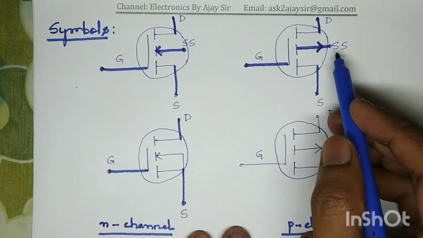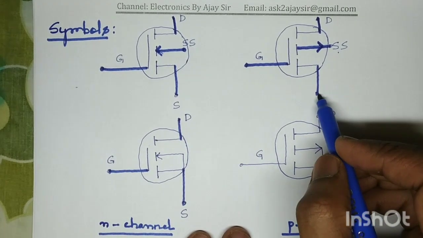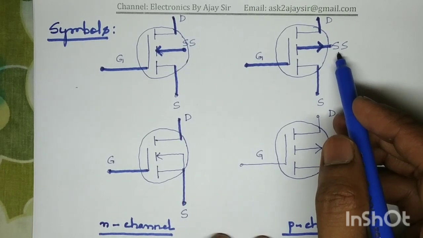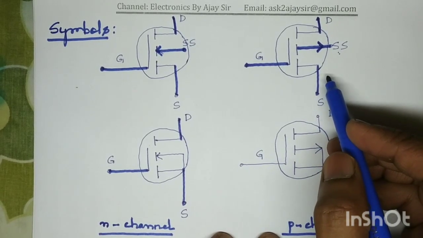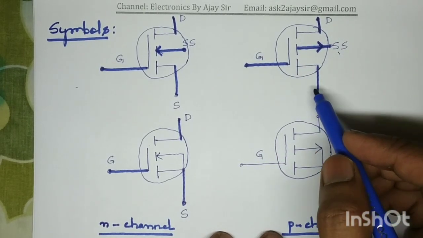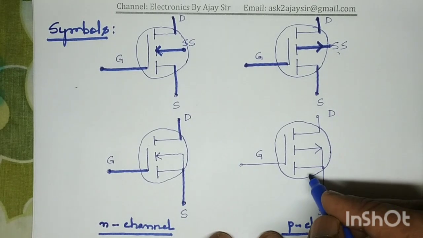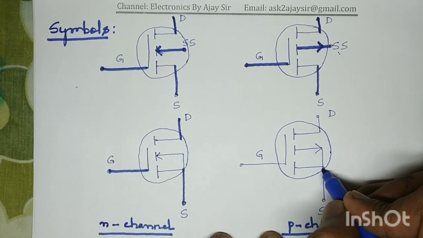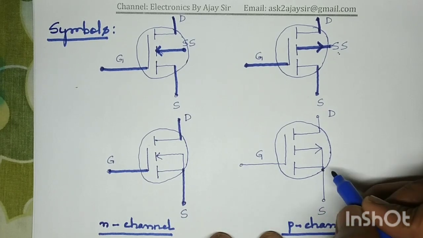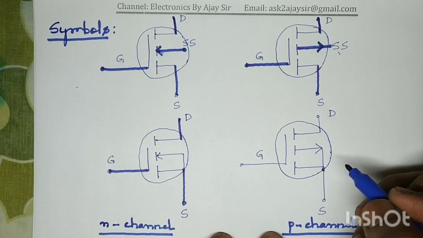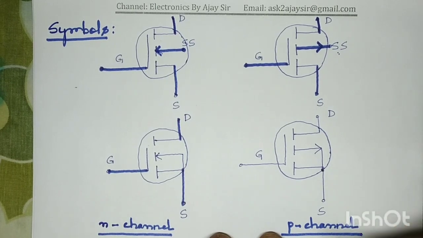Next, you can observe the substrate and the source are not connected here. It means you can apply some different potential at the substrate terminal compared to the source, and hence in this symbol the body bias effect can be present. Whereas in this symbol the substrate and the source are connected to each other. So in this symbol the body bias effect is absent.